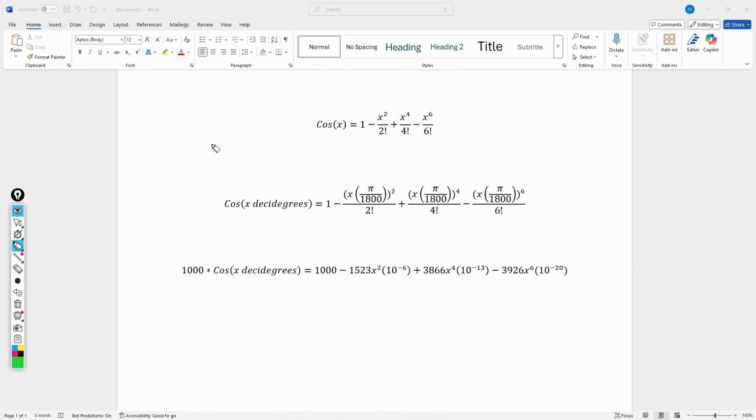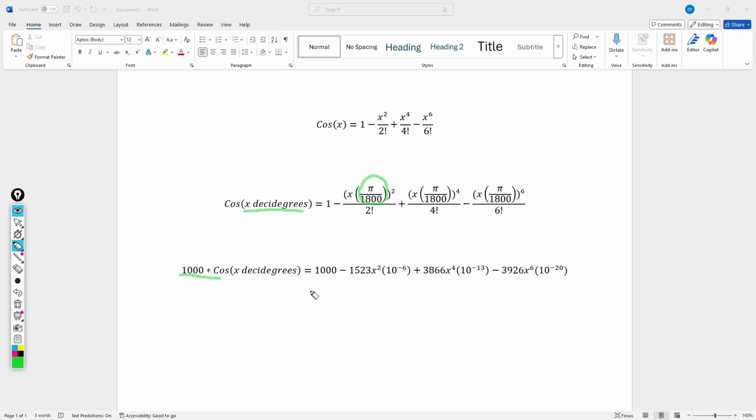The function coded in this assignment is the Taylor series of cosine x. Our first step is to get cosine x to have an input of x decidegrees. We do this by multiplying pi over 1800 to each variable of x in the series. We also multiply 1000 by the cosine so that the output of the function is an integer with 3 significant digits.